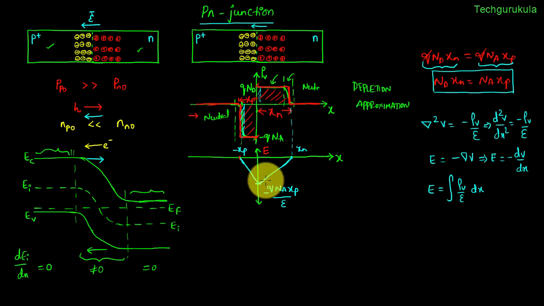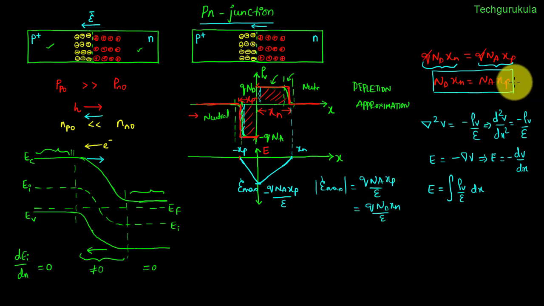So the maximum electric field that we have, magnitude, is this value, where E max can be computed as Q NA XP over epsilon, and it is also equal to Q ND XN over epsilon, as we have seen that relationship from here. The maximum electric field in a PN junction would be right at the metallurgical junction, which is this point, where X is 0.